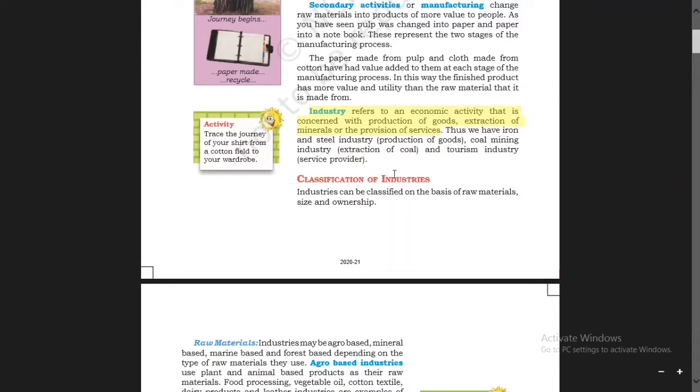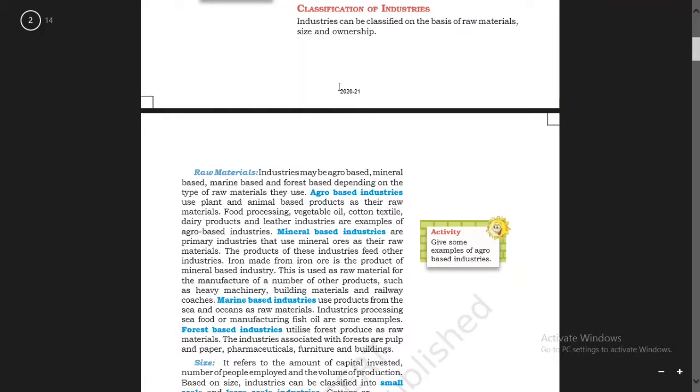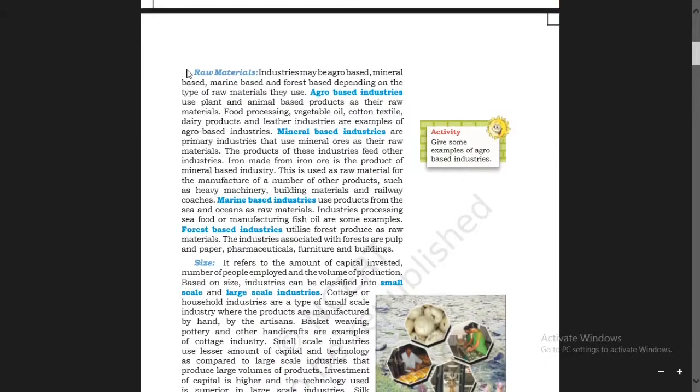Classification of industries. Industries can be classified on the basis of raw materials, size, and ownership. Boys, industry can be classified into the following heads which are given here: based on raw materials, based on size, and based on ownership. So let us discuss in detail one by one each class.